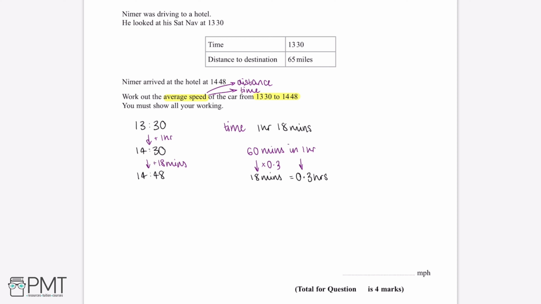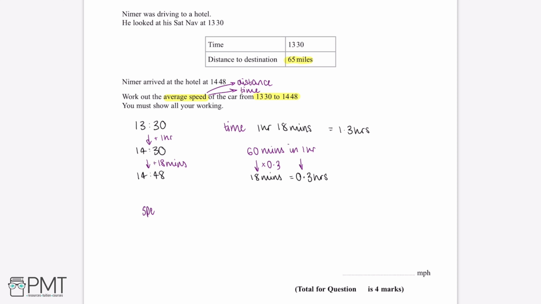And if we add on the 1 hour, then this means that the total time taken to travel the 65 miles is 1.3 hours. Now in the question we've been given the distance travelled, which is 65 miles. So the final thing we need to do is work out the average speed.